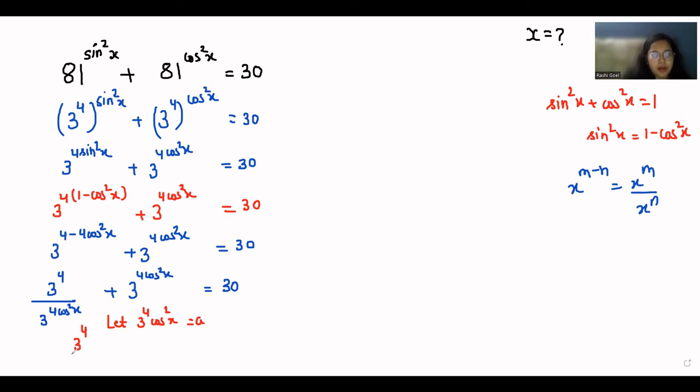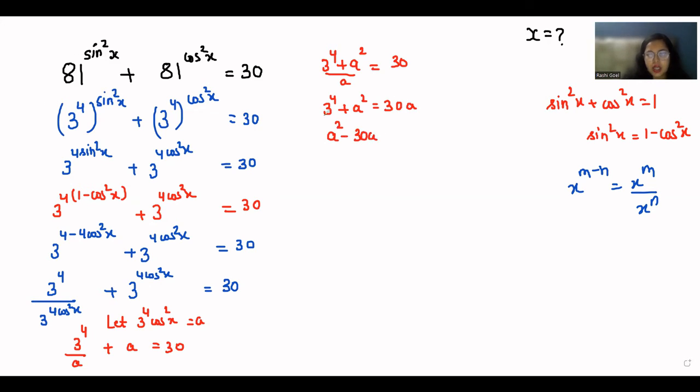Now I am assuming let 3 power 4 cos square x is equal to a. So it becomes 3 power 4 by a plus a is equal to 30. If we take an LCM, it becomes 3 power 4 plus a square by a is equal to 30. So 3 power 4 plus a square is equal to 30a. Or we can write this as a square minus 30a, and 3 power 4 is 81, plus 81 is equal to 0.